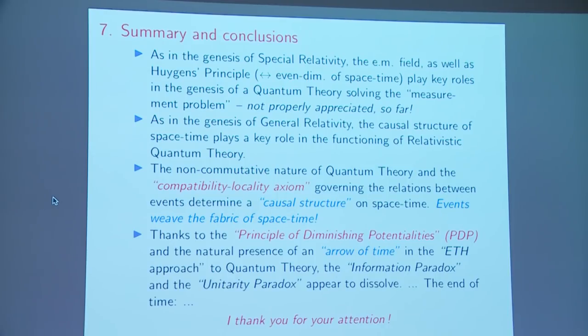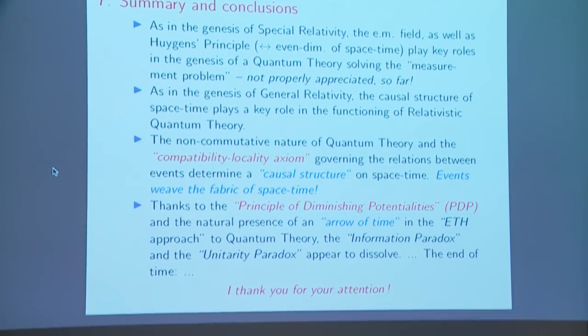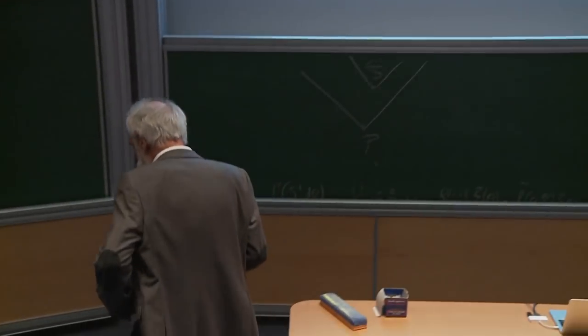So I think, as in the genesis of special relativity, the electromagnetic field or other fields describing massless modes will actually play a key role in the genesis of a consistent quantum theory that talks about events and solves what people call the measurement problem. I do not believe that this has been appreciated. I'm an old man, and it is unlikely that old people have very original ideas, but I think this is an idea that has been overlooked, as far as I can say.